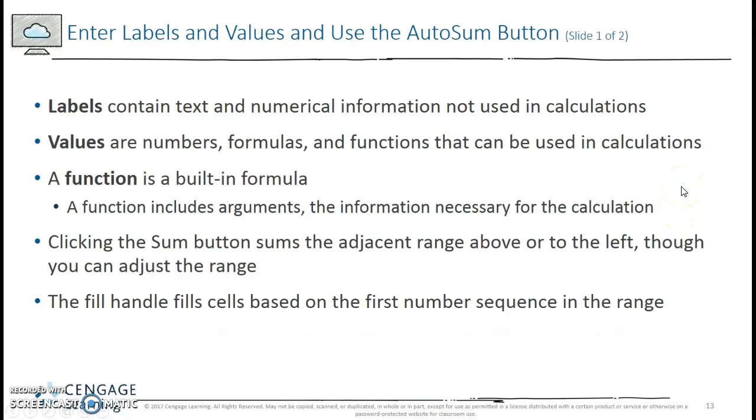So labels contain text or numeric information about the calculation. Values are the numbers, the formulas, or the functions that can be used in calculation. A function is a built-in formula. So that could be an argument, it could be the sum of some, and we'll get to see those functions as we start to move through and practice with Excel.